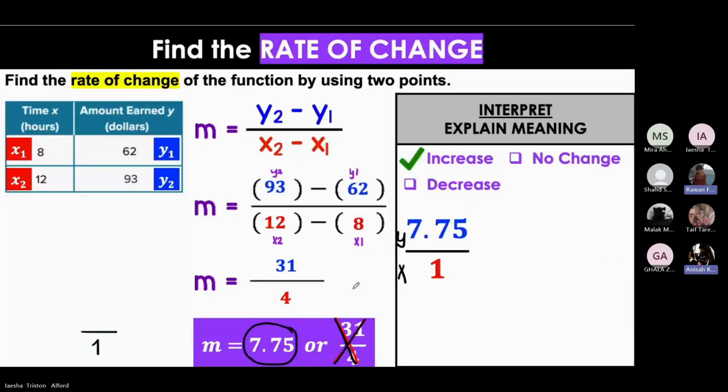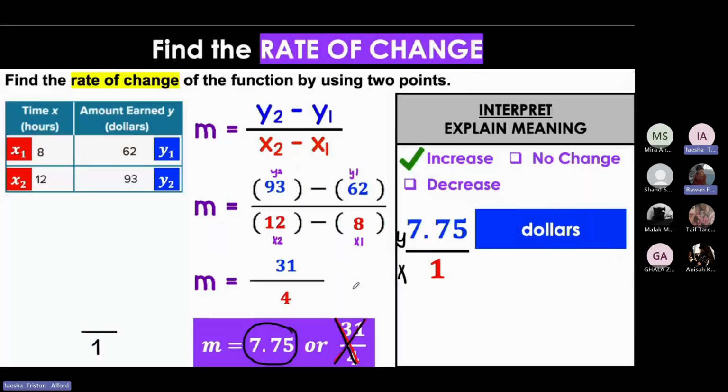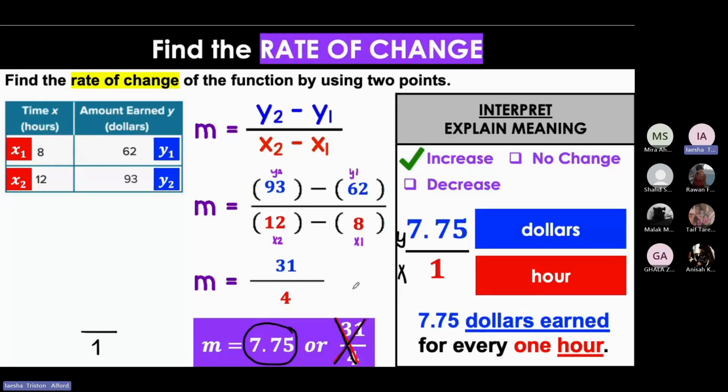Amount. Amount of dollars. Dollars. And the x word? Hours. So what is the sentence? Of each $7.75 on 1 hour. In each 1 hour. Good. So $7.75 for every 1 hour.